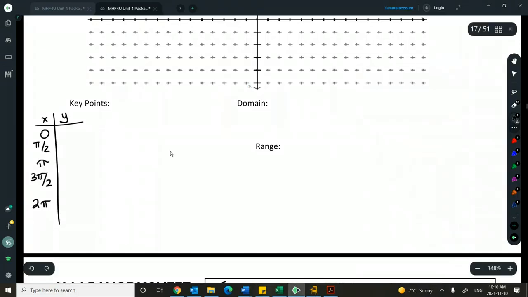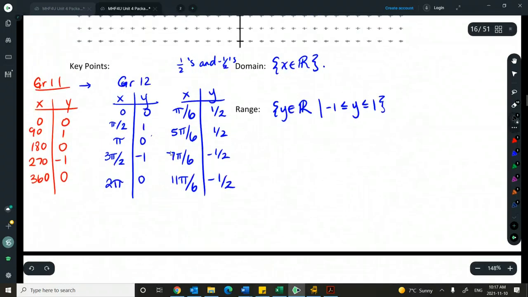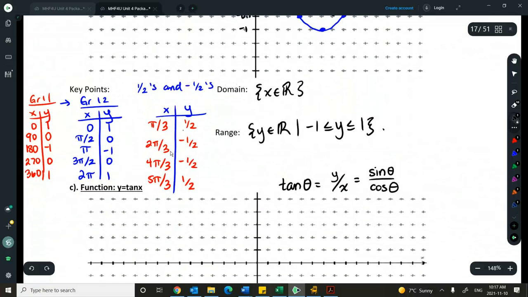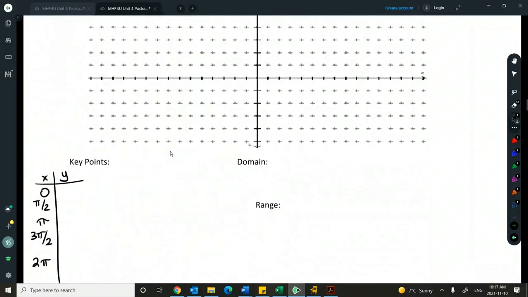So we're going to look at sine and cosine for these special angle values. And we're going to do sine value over cos value. So at 0, sine is 0, and cos is 1. So for tan, it will be 0 over 1 at that point. Okay, so tan 0 over 1, that gives us 0.